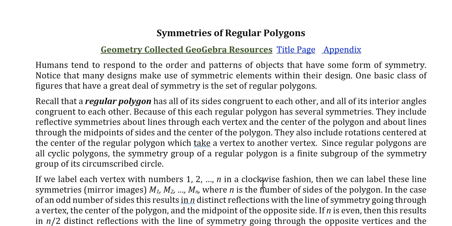They include reflective symmetries about lines through each vertex and the center of the polygon, and about lines through the midpoints of sides and the center of the polygon. They also include rotations centered at the center of the regular polygon, which take a vertex to another vertex. One way you can define the center of a polygon is the intersection of all its diagonals. No, that's not right, not diagonals. The intersection of these lines of symmetry.